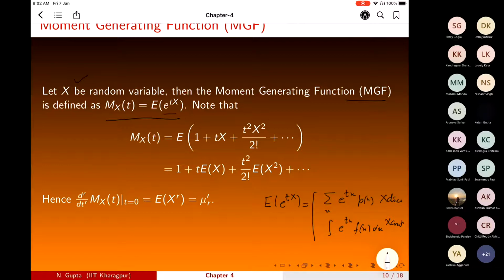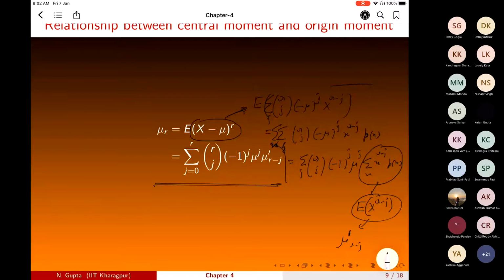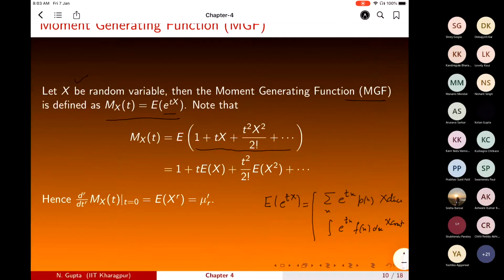Expanding e raised to power tX, we will get 1 plus tX plus t square X square divided by 2 factorial plus so on. Now as last time we have seen, this expectation is nothing but, for example in this case, we have taken the summation over x value into corresponding probability, so that we can take inside. In the same fashion you can take the expectation inside here. So 1 plus t expected value of X, plus t square divided by 2 factorial expected value of X square, plus so on.